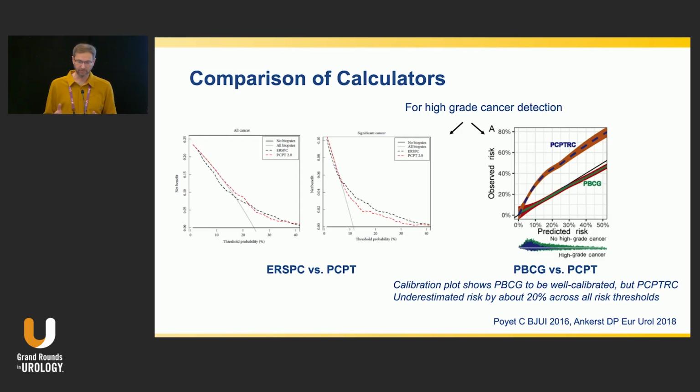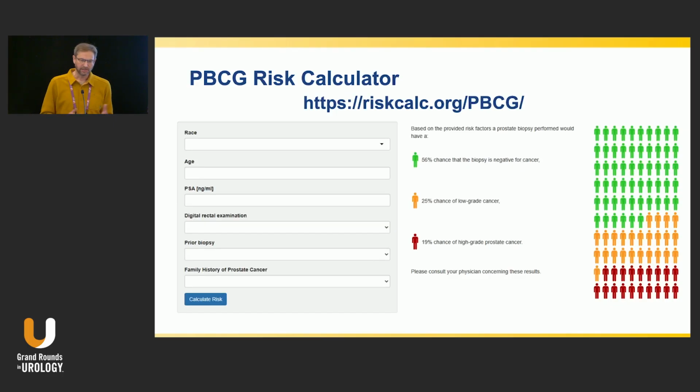So if you see a predicted risk on the x-axis of, say, 40%, you go up, and the PCPT-RC curve is at about 60 to 80%. So over that, and basically underestimating risk significantly, whereas the PBCG has that sort of straight line. So this is what it looks like.